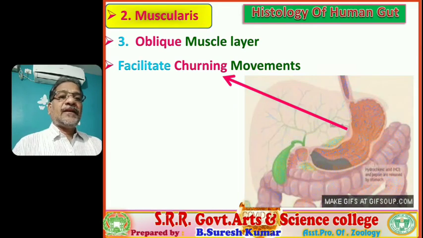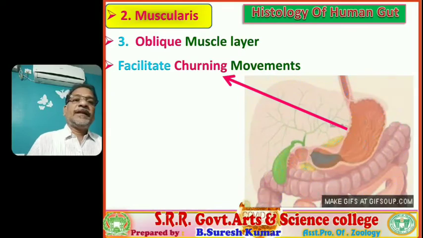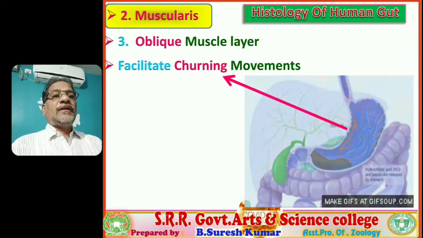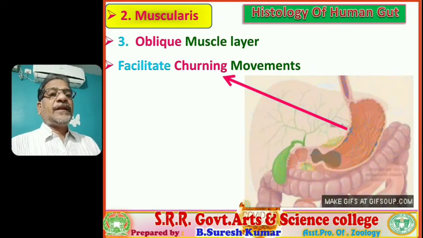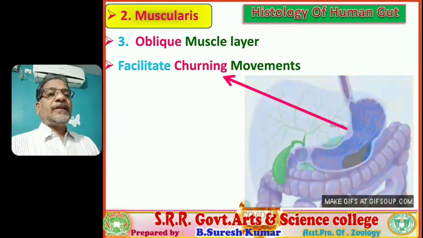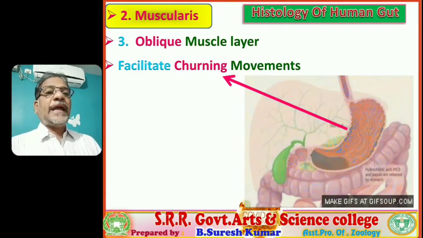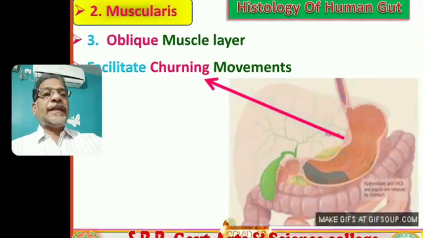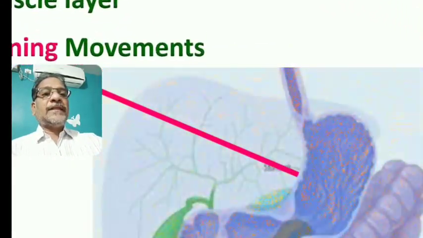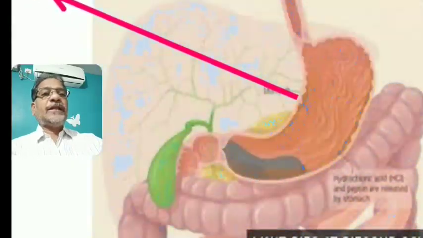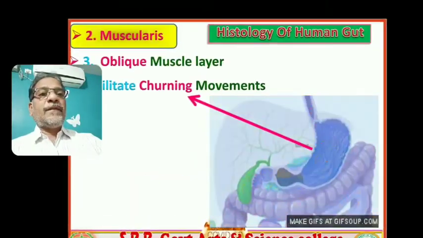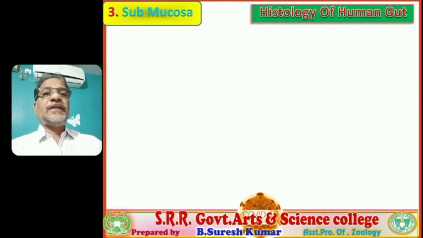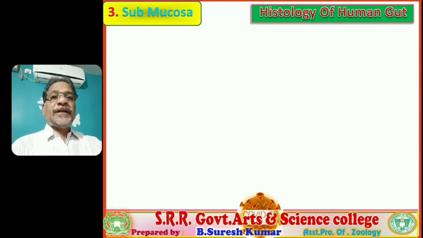You observe this visual, in what way the stomach shows the churning movements. When food material enters the stomach, it crushes the food material. The churning movements extend from the anterior end to the posterior end. So this is the churning movement of the stomach that is facilitated by the muscle layer. To perform powerful churning movements, the additional layer is present. With this we completed the muscularis layer.